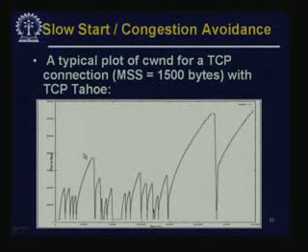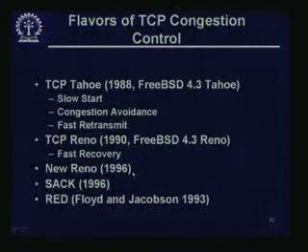So, this is the typical plot of CWND for a TCP connection with TCP Tahoe. TCP Tahoe is one flavor of TCP that we have been discussing. We will discuss some other flavors also. So, CWND goes on increasing, decreasing, and increasing, then it keeps on increasing when things are good, etc. So, this may be a typical plot. This was TCP Tahoe, as I said, one flavor.